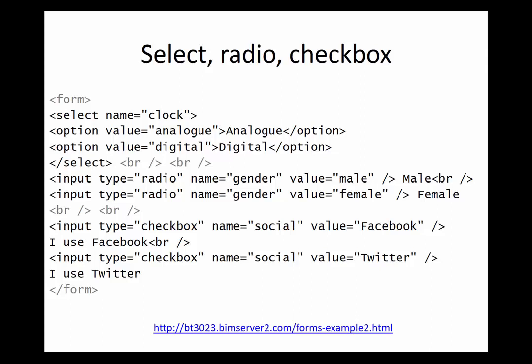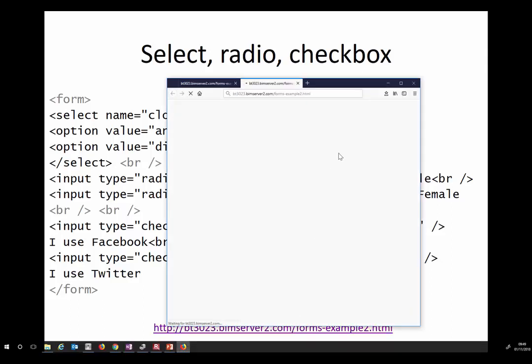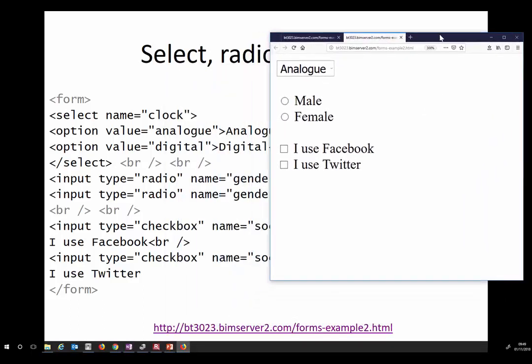So, again, I programmed this here. Let's have a look. I put the code on this page. Here we are. So here's my drop-down list. Here's my radio button. Yeah, I can only click one or the other. And here is my checkbox. I can have both.